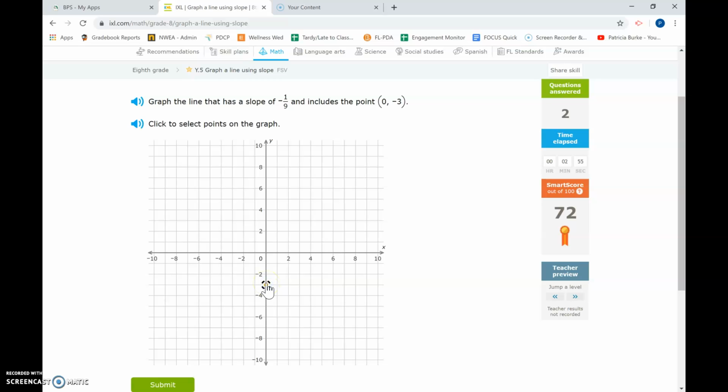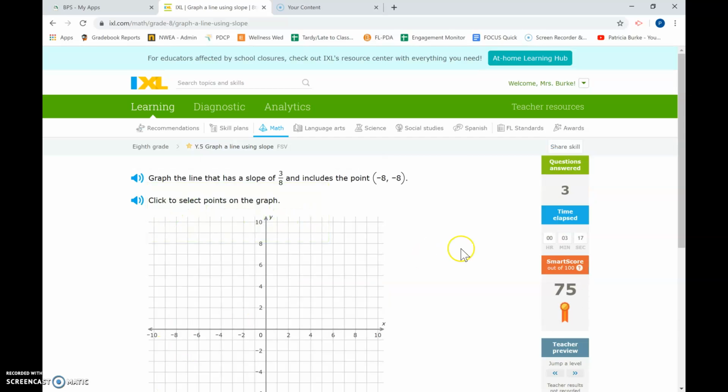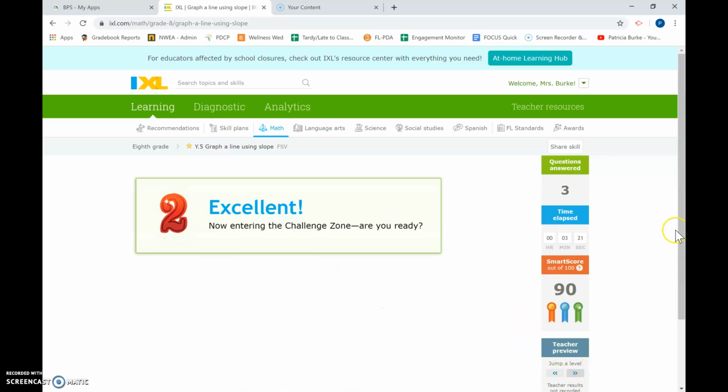And if we have a slope of -1/9, we're going to fall down 1 floor, and we are going to run across 9 doors. 1, 2, 3, 4, 5, 6, 7, 8, 9. And click on that point. You have a line. All right, let's go up one more level.